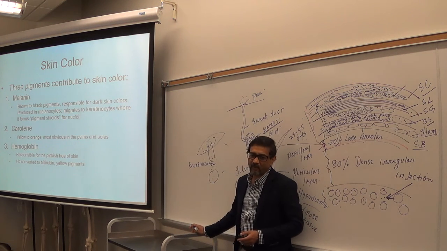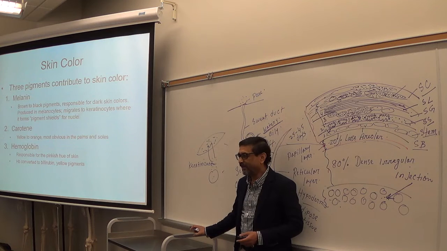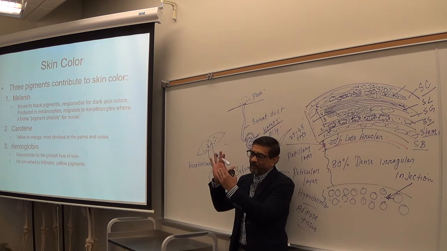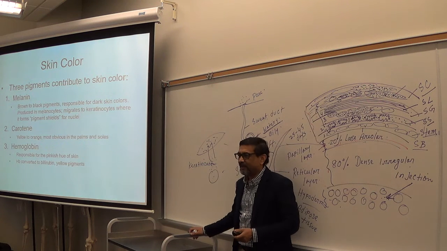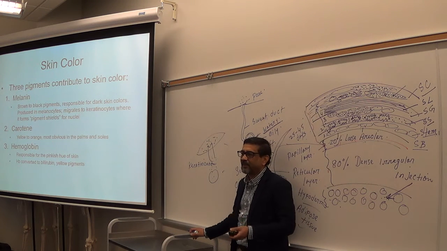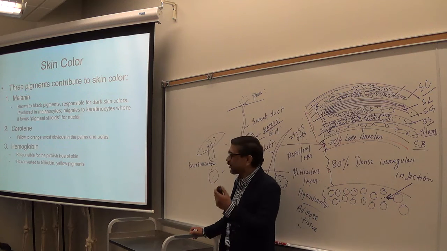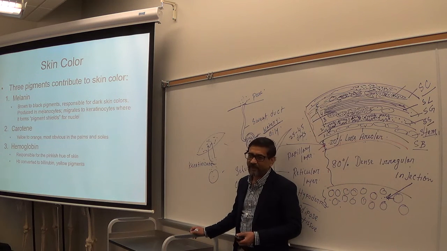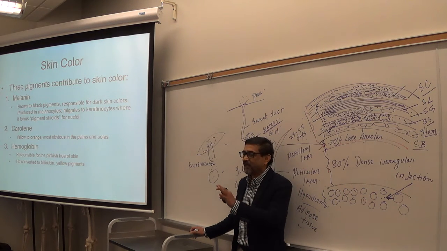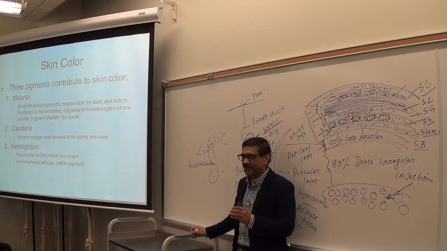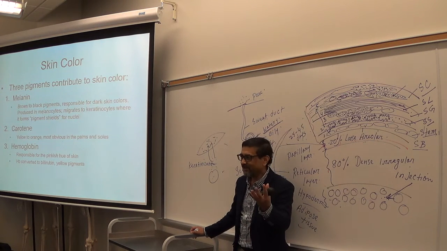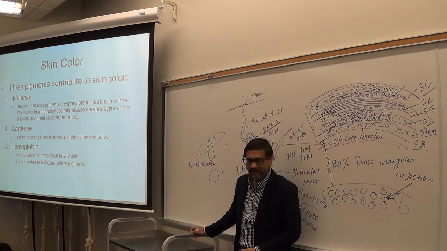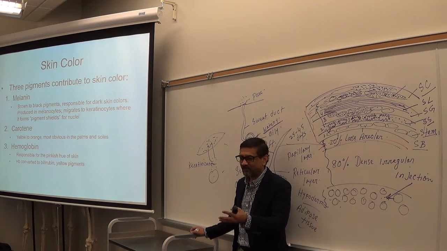A small amount in human skin. Small amount of carotene is present in the palm and sole. And carotene is a yellow to orange colored pigment. In some fruits, you have plenty of carotene, the orange, right? Or the colorful fruits. That's why kids can turn orange when they eat too many carrots, right?